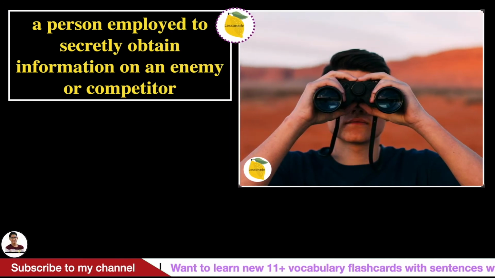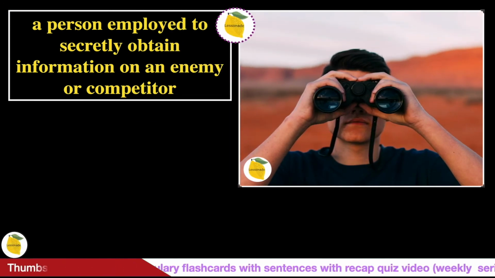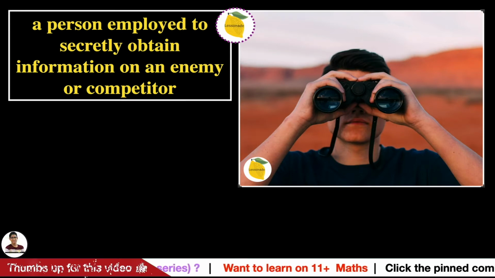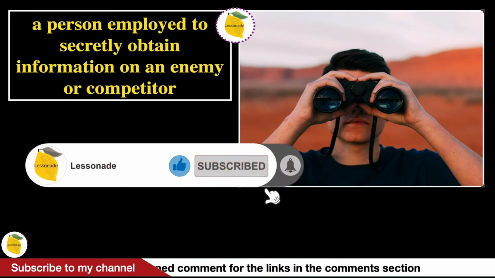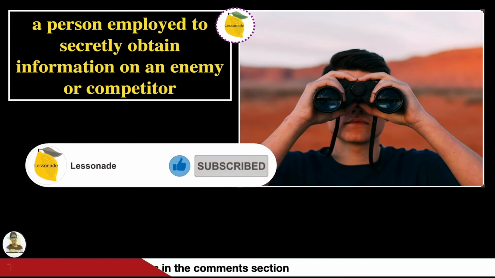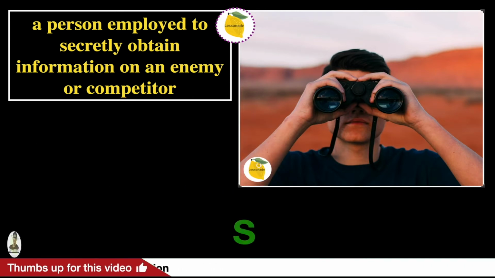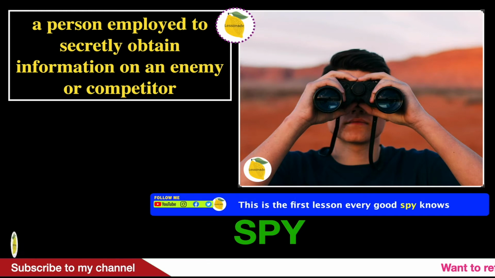The next one is a person employed to secretly obtain information on an enemy or competitor. In this picture, we can see a person who has been employed to secretly obtain information on an enemy or a competitor, and therefore the word will be spy. The sentence for this word is, this is the first lesson every good spy knows.